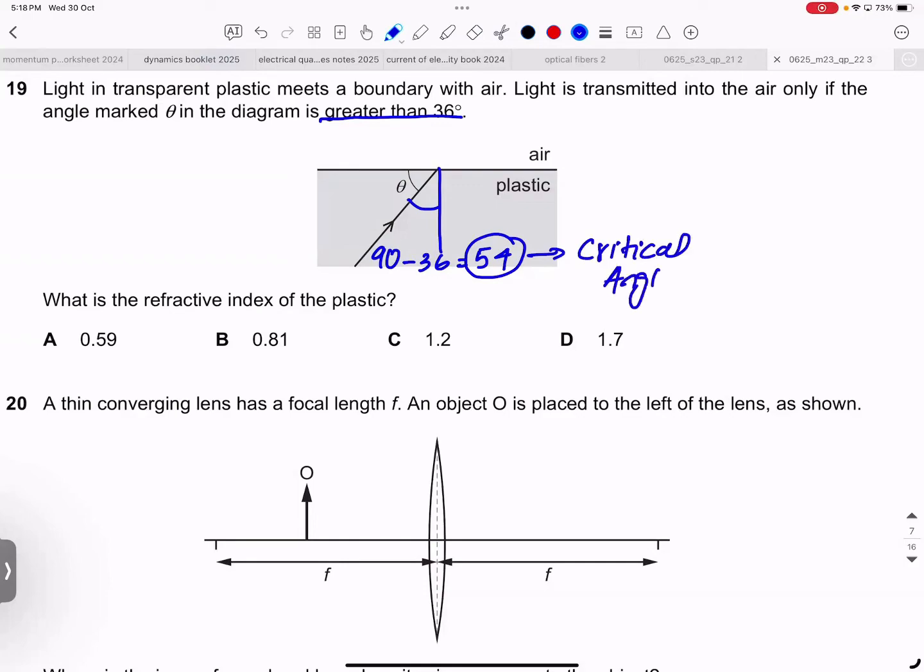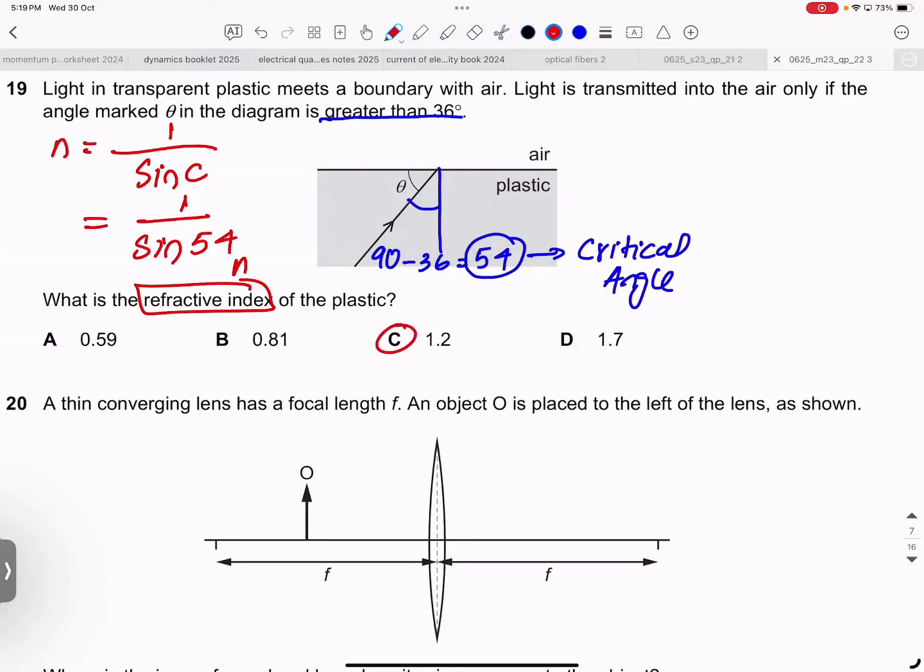If you know the critical angle, the refractive index n formula is 1 over sine of critical angle. 1 over sine of 54 is 1.2. Good.